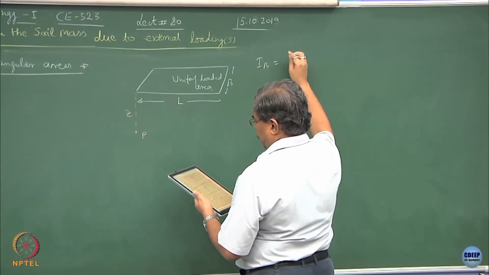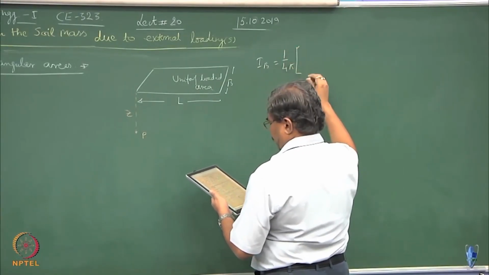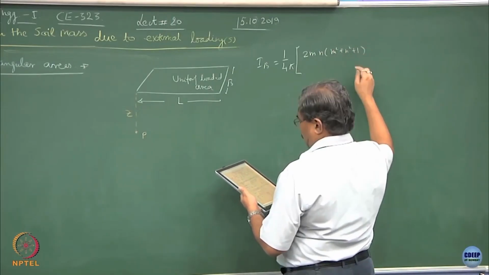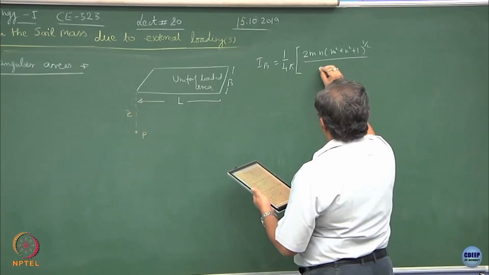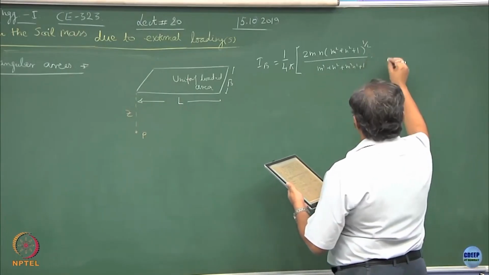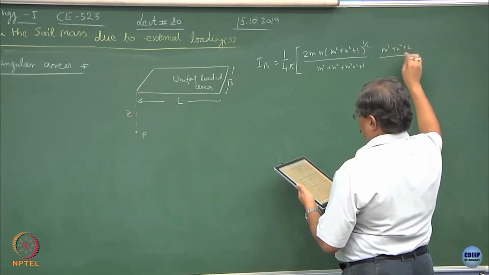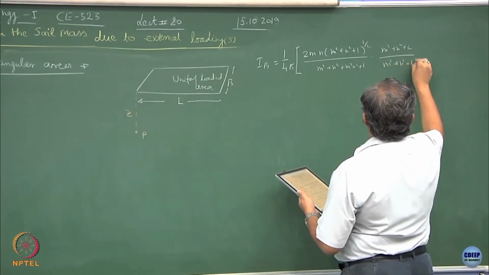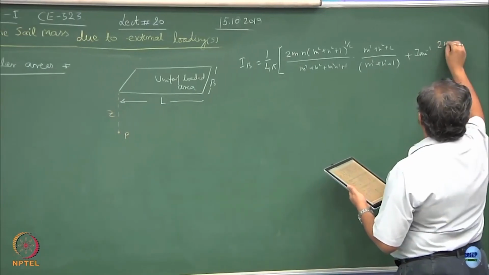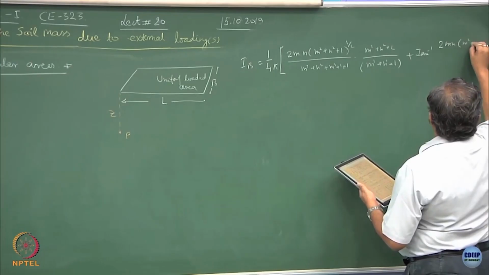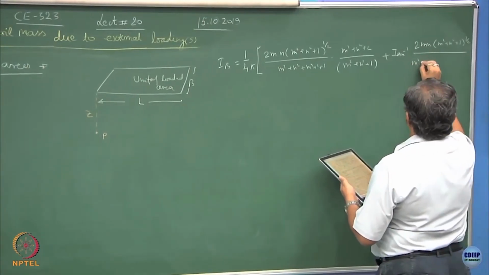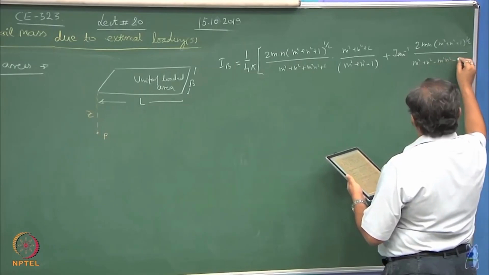The influence factor would be 1 upon 4 pi, 2 mn square root of m square plus n square plus 1, upon m square plus n square plus m square n square plus 1, multiplied by m square plus n square plus 2 over m square plus n square plus 1, plus tan inverse of 2 mn square root of m square plus n square plus 1, upon m square plus n square minus m square n square plus 1.